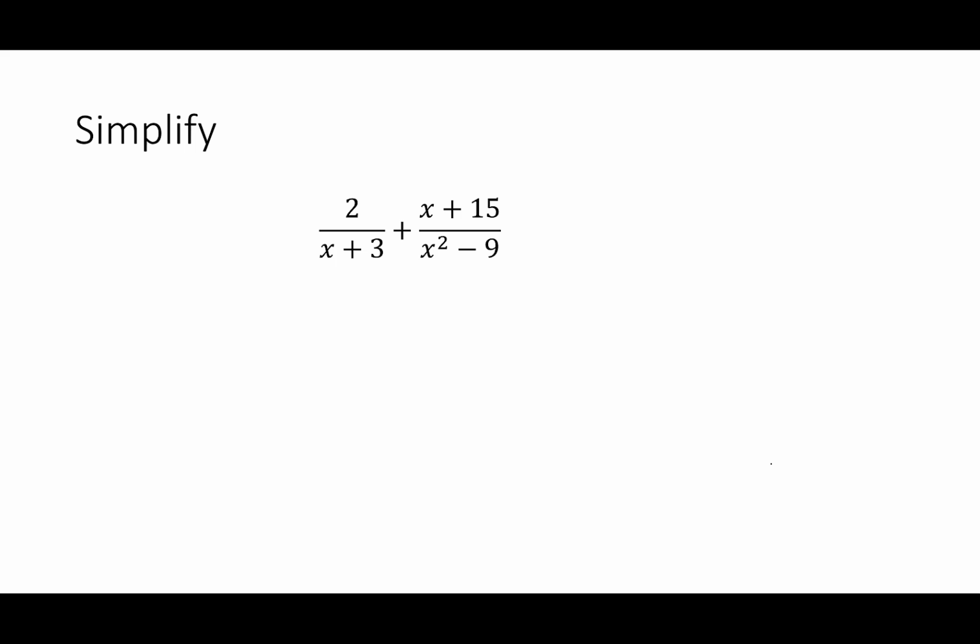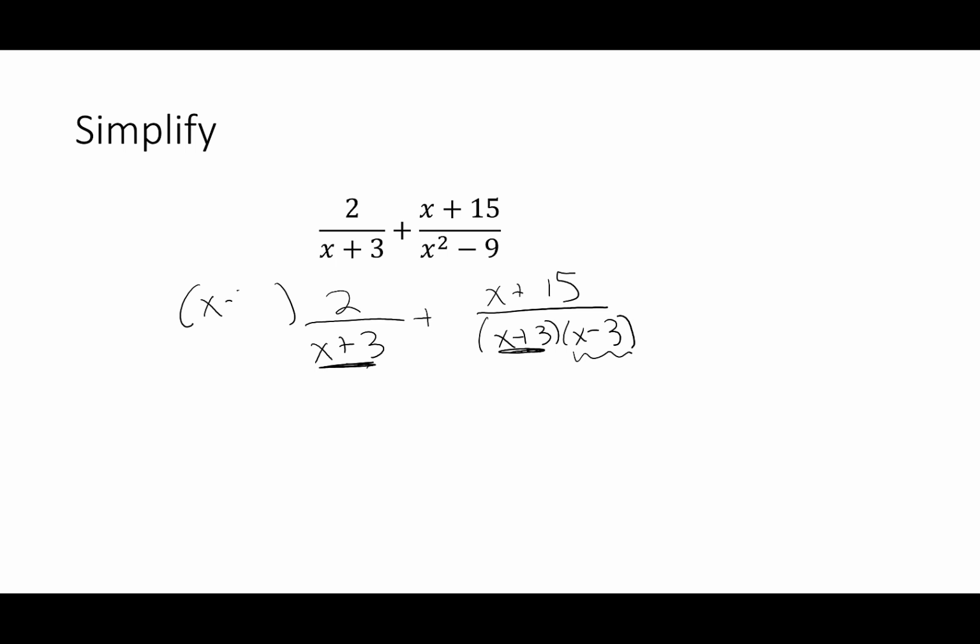I have 2 over x plus 3 plus x plus 15 over x squared minus 9. So I have 2 over x plus 3. I can factor the x squared minus 9 as x plus 3, x minus 3. So part of it they have in common. There's an x plus 3 in both. I'm missing the x minus 3 on the left, so I'm going to multiply the numerator and denominator by x minus 3. Let's multiply this through, so we're just going to distribute.